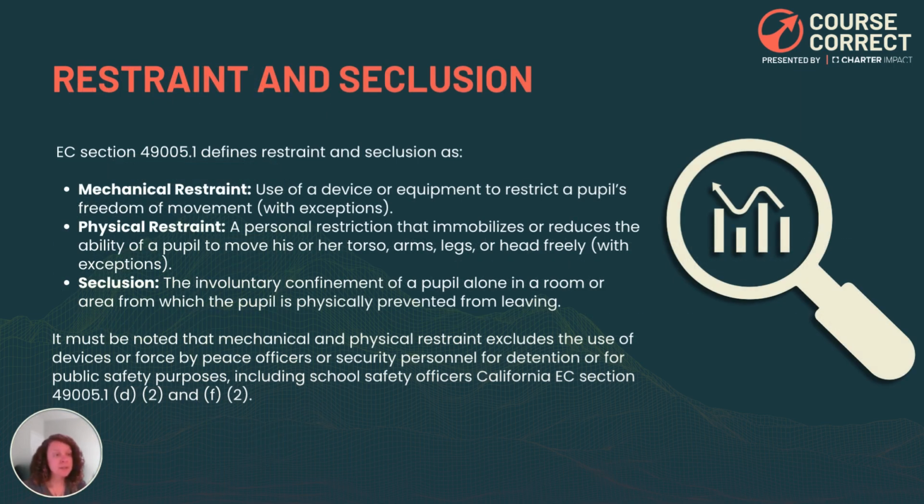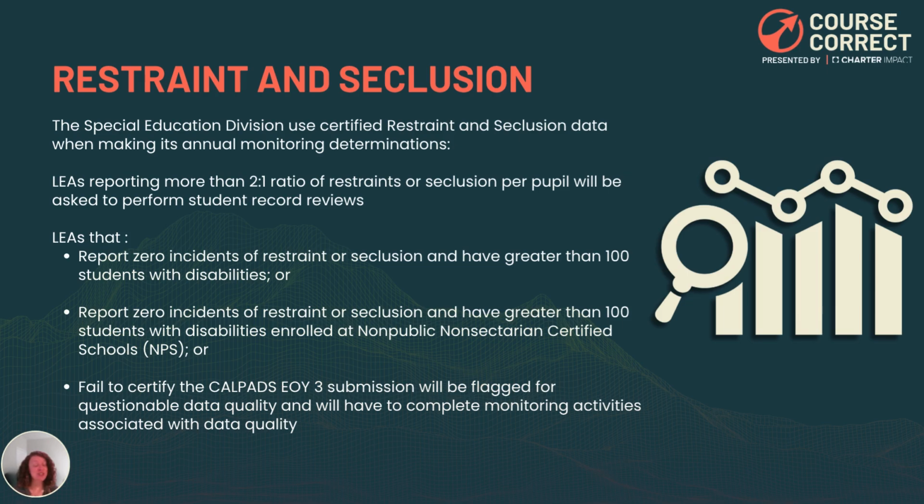Ed Code does define restraint and seclusion. There's a mechanical restraint, physical restraint, and then of course seclusion. This definition is the way that the state interprets and looks for the restraint and seclusion documentation. The reason that we want to highlight the restraint and seclusion information is because the Special Education Division uses it to determine who needs to undergo additional monitoring or provide additional documentation.